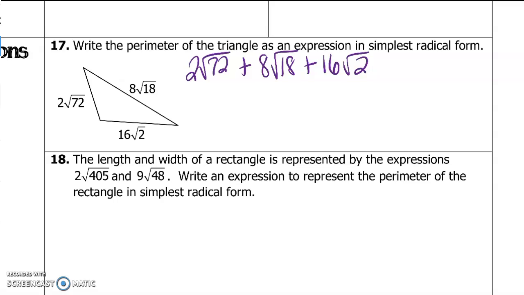Okay, perimeter means add them all together. So 72 gets broken into 36 times 2. Square root of 36 is 6. 2 times 6 gives me 12 square root of 2.